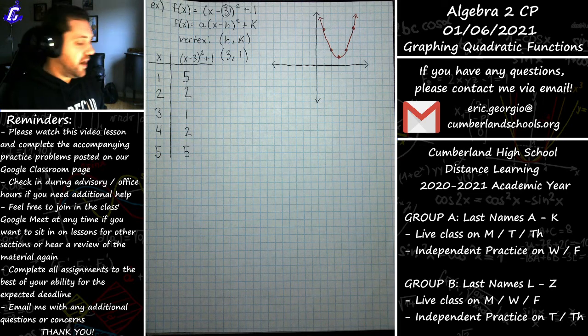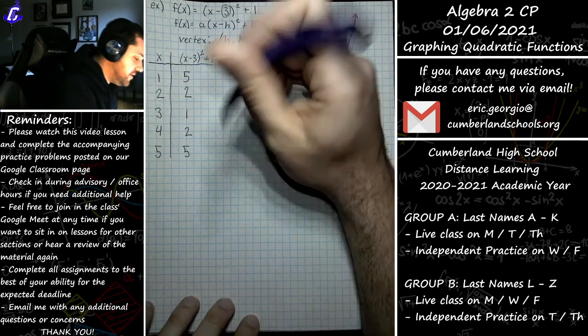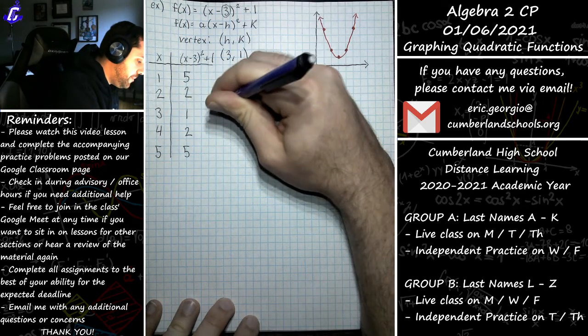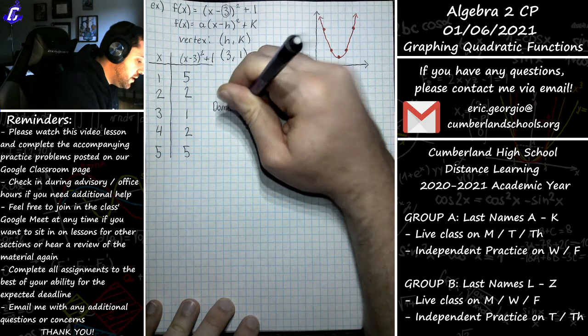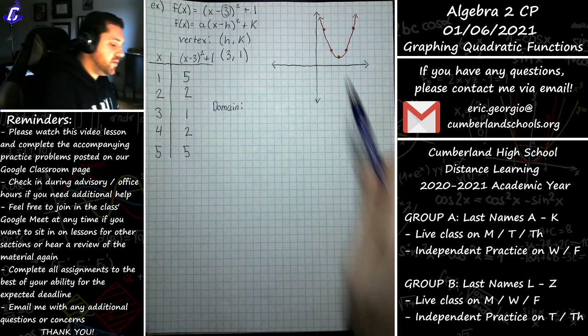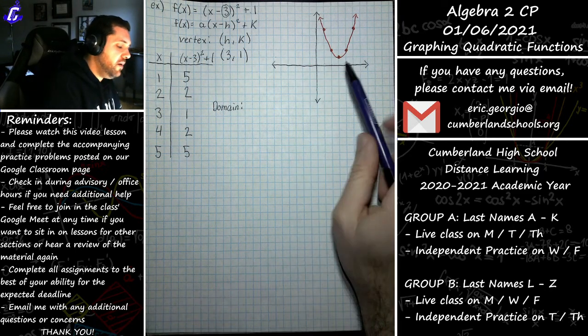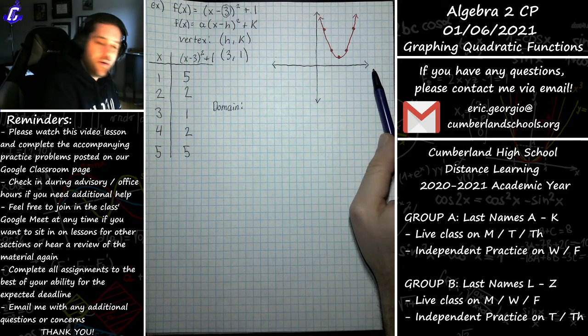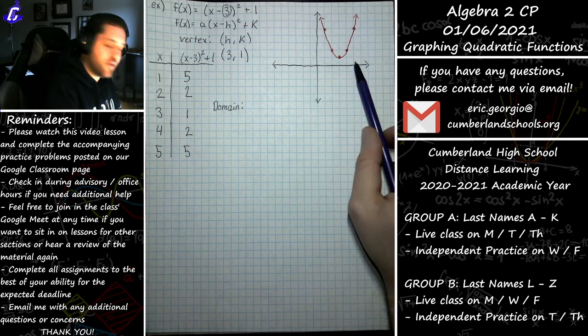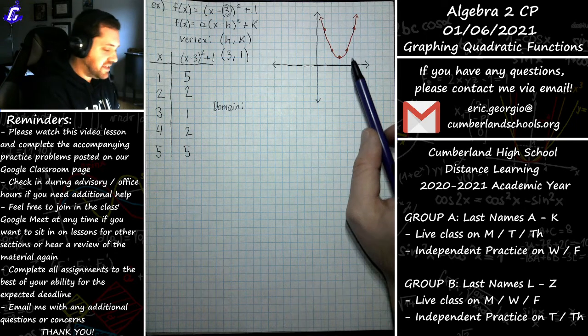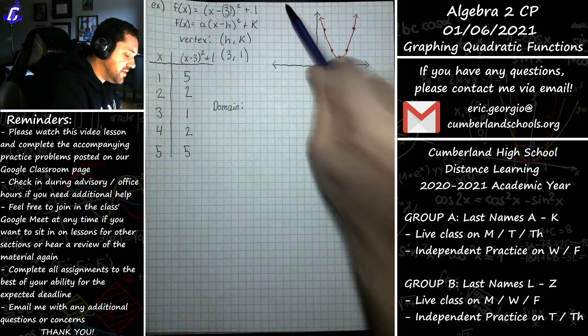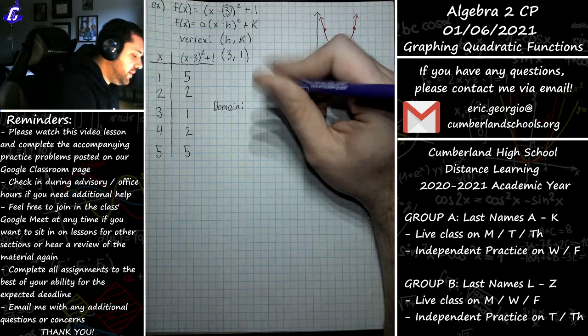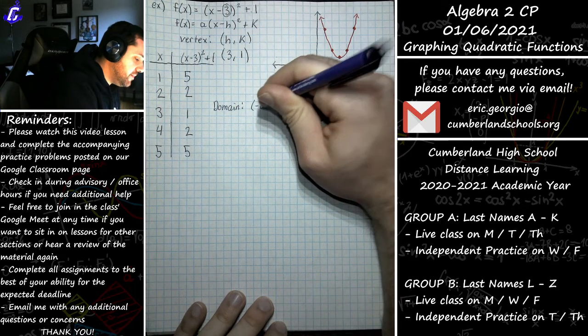All right. So let's talk about our characteristics real fast. Domain. Remember, the domain refers to how far to the left does the parabola go, how far to the right does the parabola go, what space does it occupy on the graph with respect to the x-axis. Well, it goes forever to the left and goes forever to the right, so we'd be able to say that our domain here is all real numbers.